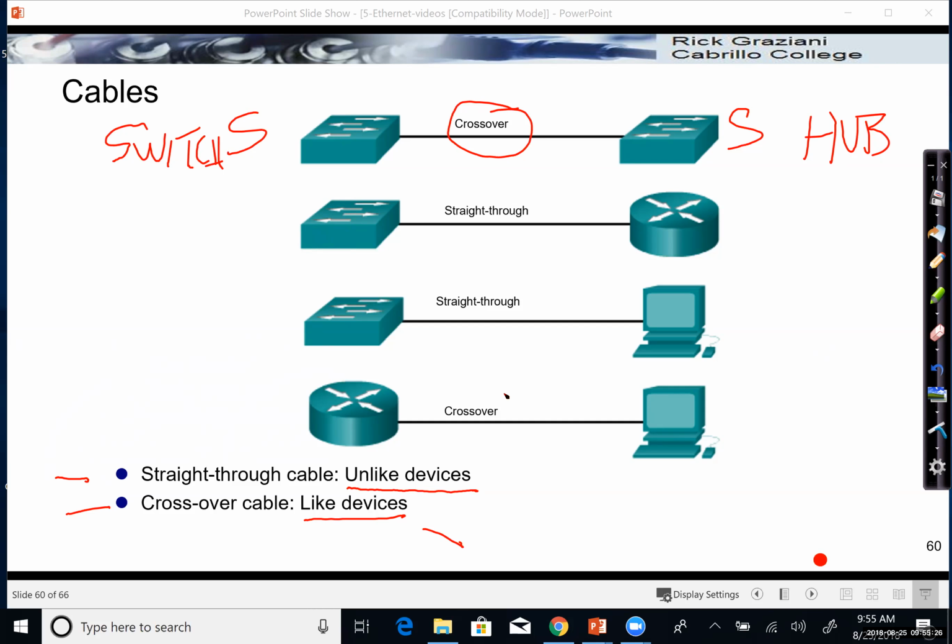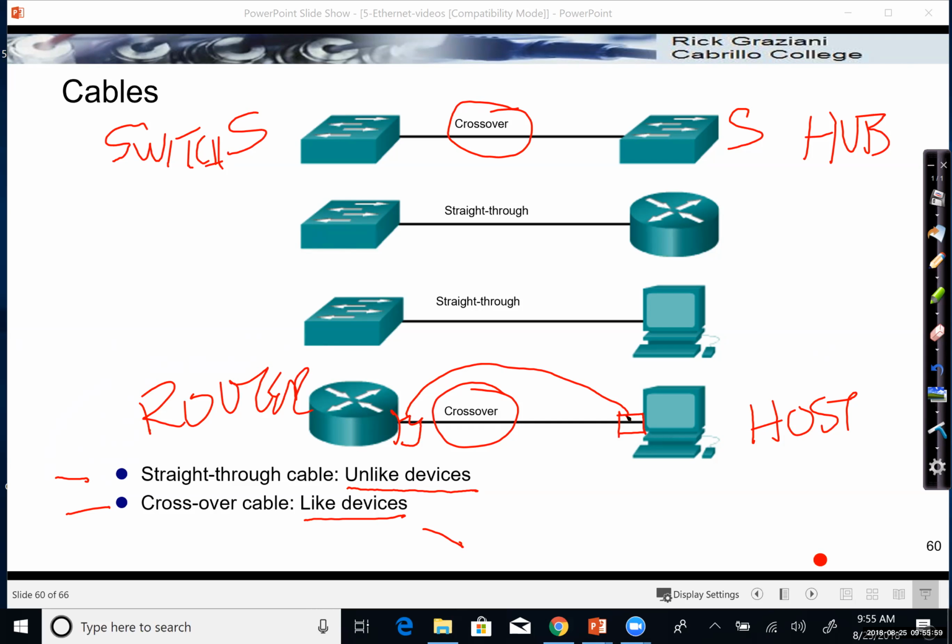Here's another crossover cable. We have a host, some kind of end device, and a router. These are still considered like devices. Routers and end devices are all considered end devices because when we think about the encapsulation process or data link process, it's all about NIC card to NIC card communications. This might be the sender and this might be the receiver. These hubs and switches are known as intermediary devices.